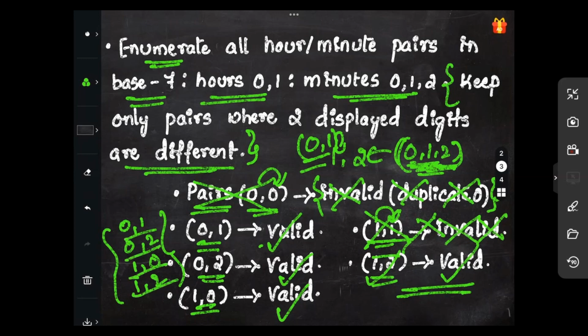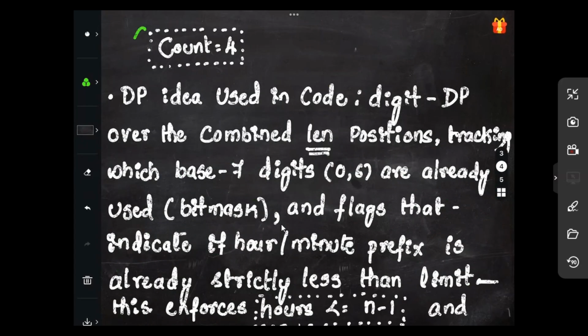So these four. We need to return the count they have asked for in the question, right? So we need to count the pairs basically. We have got four pairs: 0 comma 1, 0 comma 2, 1 comma 0 and 1 comma 2, right? So this one we will be displaying in the form of output. The output that we got here is 4. This we will return as output, right?